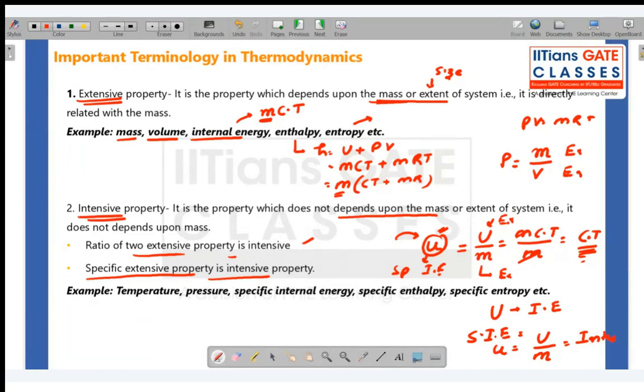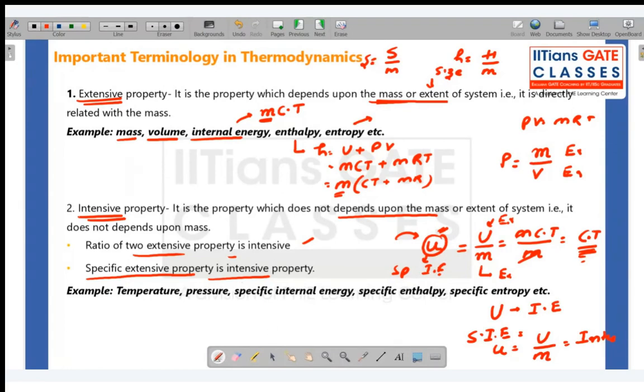Okay, specific means per unit mass. Yes, that is a general definition. If you divide something by mass, you call it specific. For example, capital H divided by mass is specific enthalpy. Entropy divided by mass is specific entropy. So specific means per unit mass. Yes, that is true. Got it?